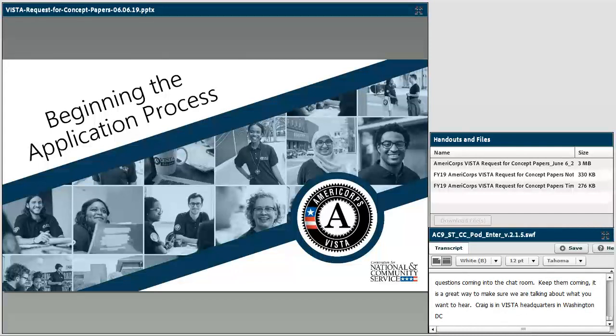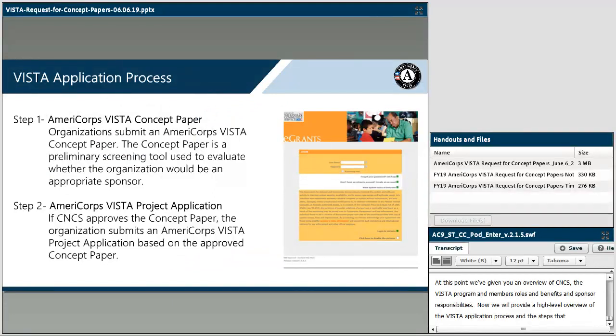Up to this point, we have given you an overview of CNCS, the VISTA program, and members' roles and benefits and sponsor responsibilities. At this time, we'll provide a high-level overview of the VISTA application process and the steps that an organization takes to become a VISTA sponsor.